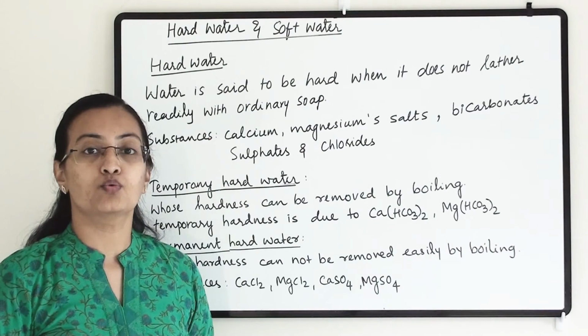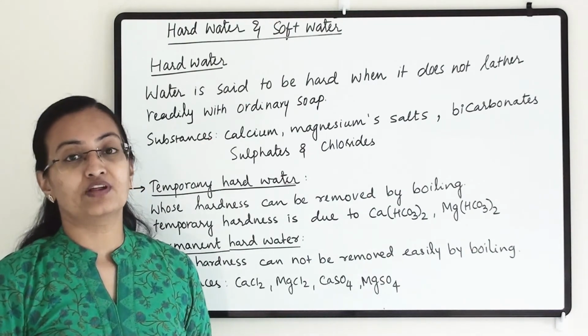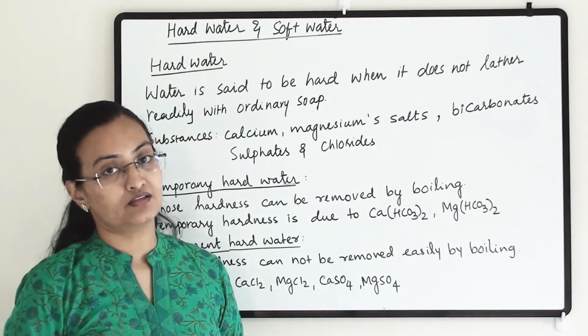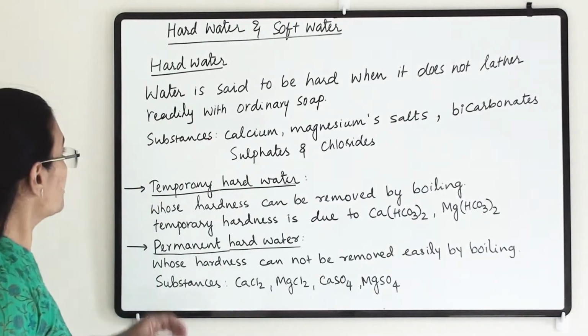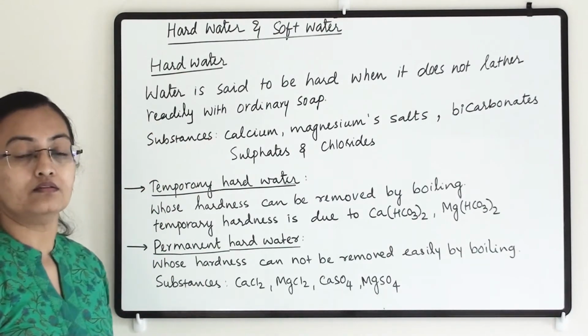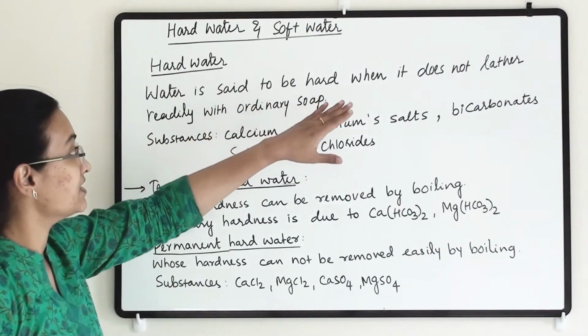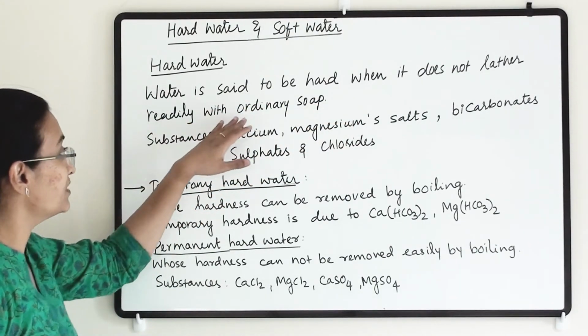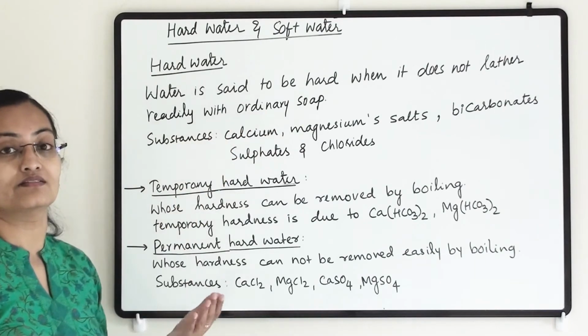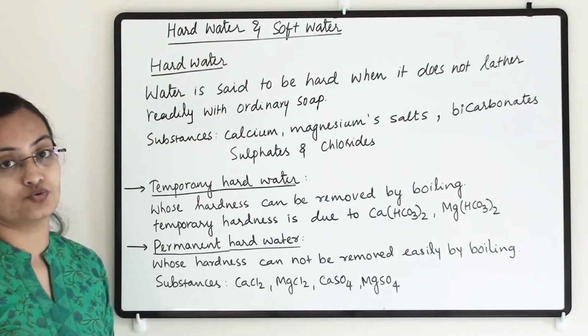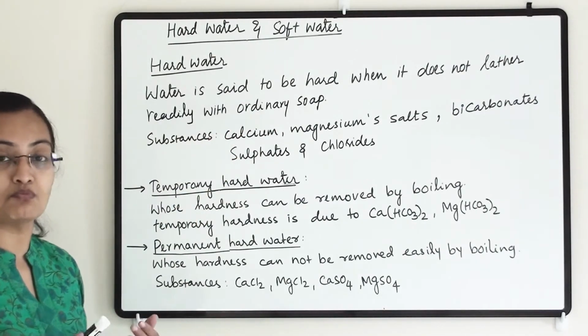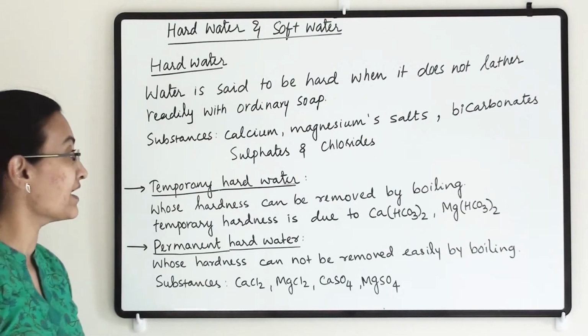Soft water, hard water, and causes of temporary and permanent hardness in water. So first is hard water. When is water said to be hard? Water is said to be hard when it does not lather readily with ordinary soap and hence the soap will be wasted. It requires more soap to show its action.